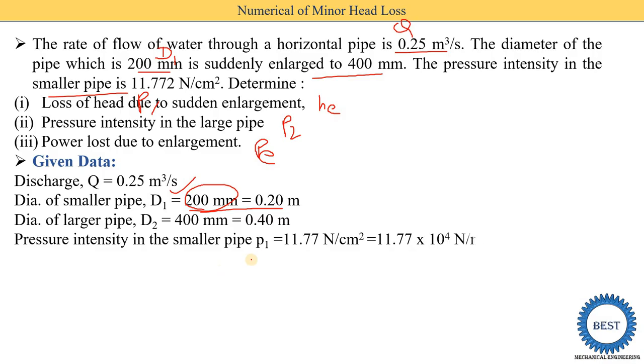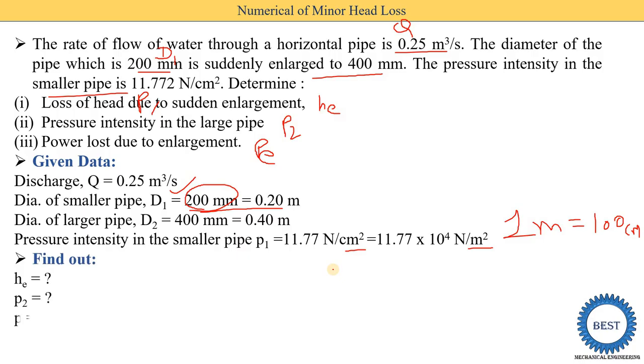Pressure intensity in the smaller pipe P1 is given, it is 11.772 Newton per centimeter square. We need to convert it into Newton per meter square. So in 1 meter, there are 100 centimeters. Here it is centimeter square, so when we convert it into meter square, it is again multiplied by 100. So this is 11.77 into 10 raised to 4 Newton per meter square. We need to find out HE, P2 and PE, or we can also say the power loss due to the sudden enlargement.